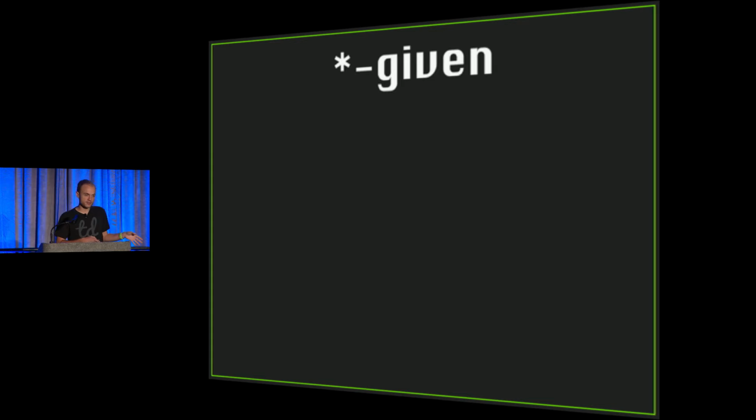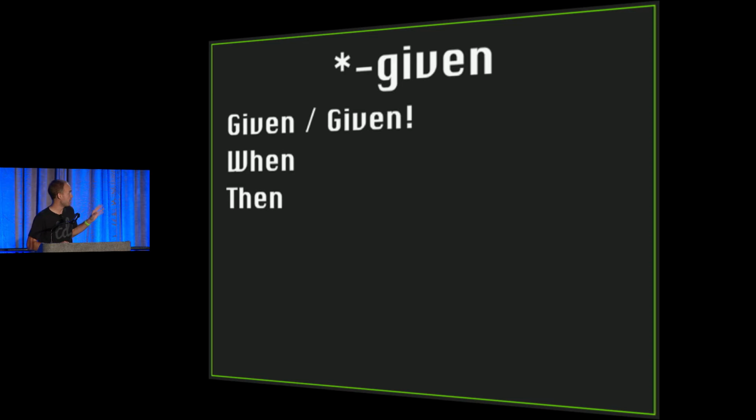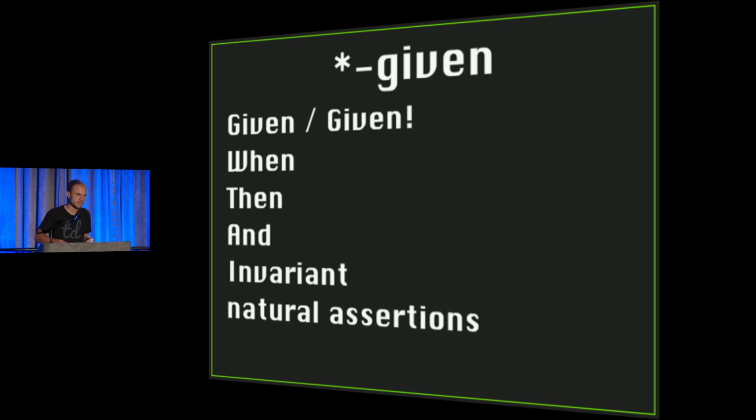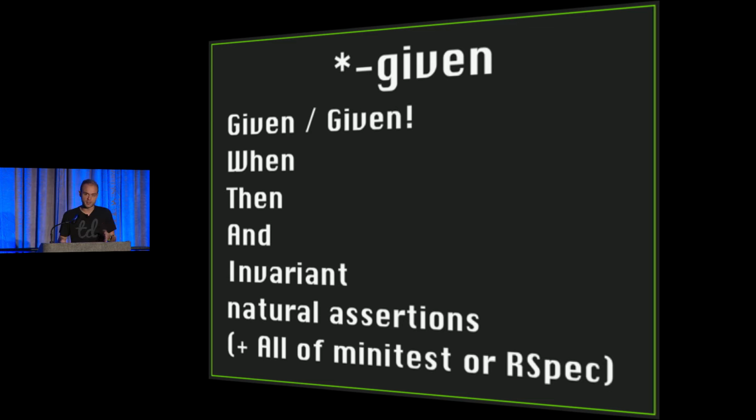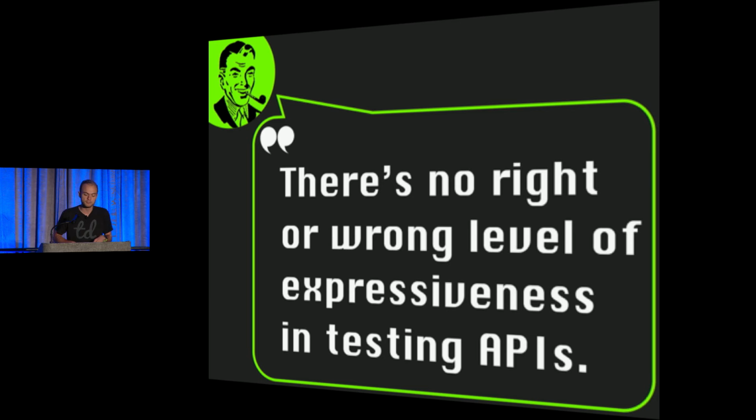Jim Weirich, with the Given stuff, he tried to have it both ways, and I think he did a pretty good job. We have given and when and then. We have and invariant. It's a real small actual API, but it's just as expressive as most tests need, and thanks to natural assertions, there's not really a custom assertions API necessary. But because Given's built on top of Minitest or RSpec or Jasmine, you also actually do have all the complexity on top, so there's still a lot to know.